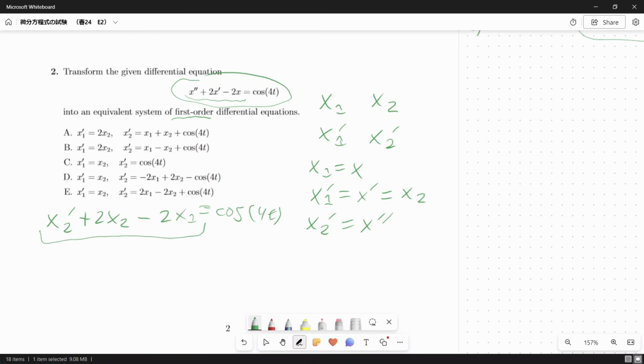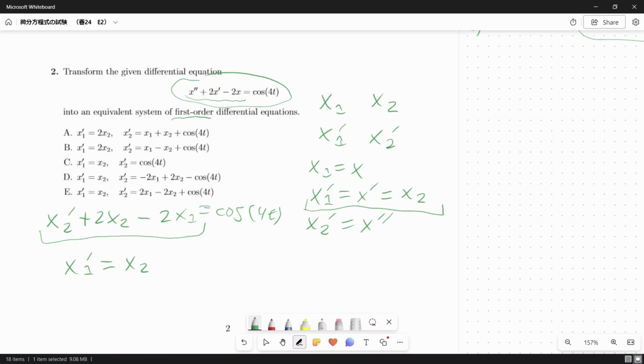So the first thing we can say is x sub 1 prime is equal to x sub 2, because we said that here. So that's already one of the equations. X sub 1 prime is equal to x sub 2. And then we can find something for x sub 2 prime.